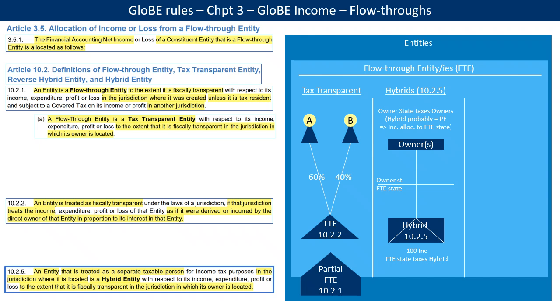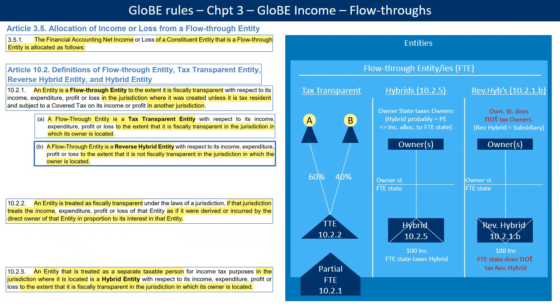So if you look at the top text under hybrids 10.2.5, you see the owner state taxes the owners. The hybrid is probably a PE in the flow-through entity state from the owner state perspective, which means that the income will be allocated to the flow-through entity state and the owner state will provide some form of double tax relief.